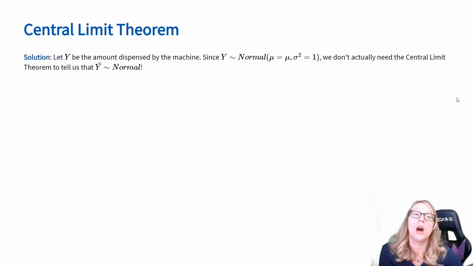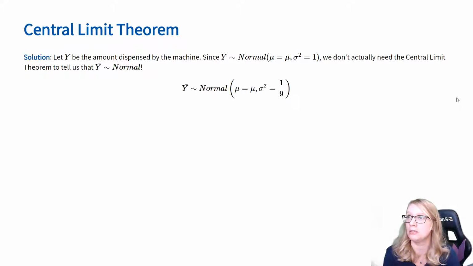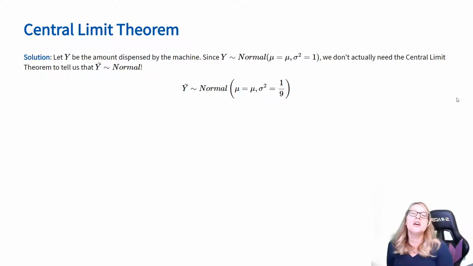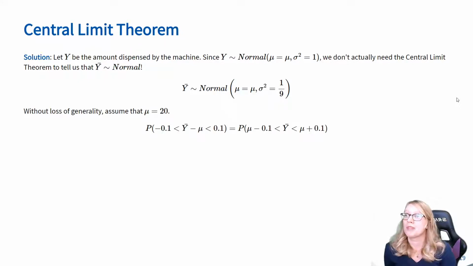I'm going to let y be the amount that's dispensed by the machine. Since y itself is normally distributed, we don't actually need the central limit theorem to tell us that the sample mean will be normal. The average of normal random variables is in fact normal. So this is how our sample mean is distributed: with mean mu, variance 1/9. Now, without loss of generality, let's place that mean mu somewhere, say at 20.